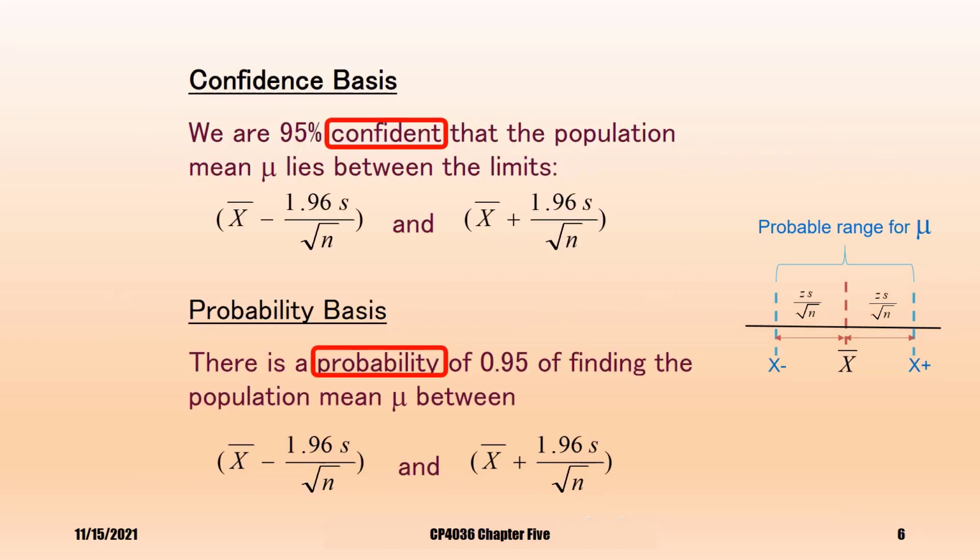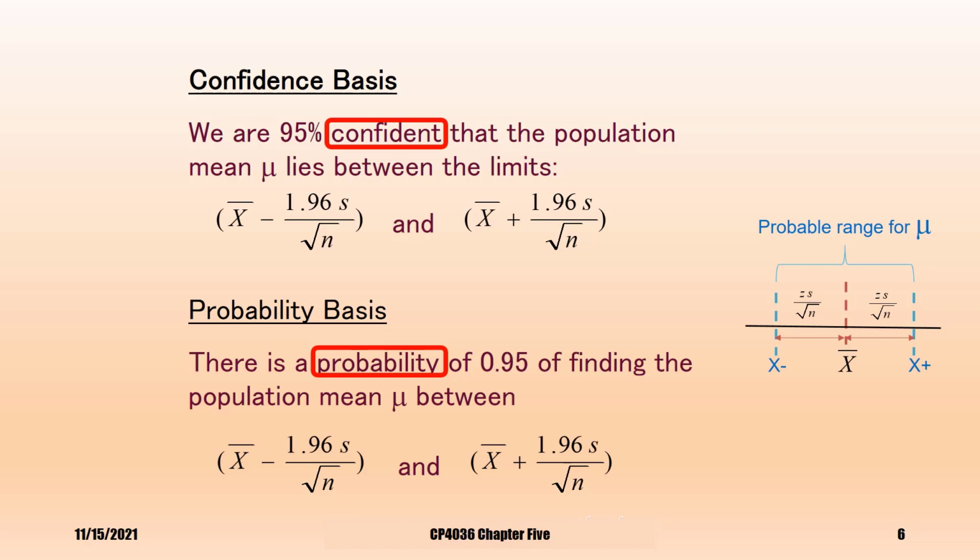The basis for confidence and probability is based on what we already know about normal distribution. Let's use 95% probability as an example. We can say with confidence that the population mean is somewhere in the range between x bar minus 1.96s divided by square root of n and x bar plus 1.96s divided by square root of n. Now for simplicity, let's just refer to these two limits as just x minus and x plus. In other words, we can also say that there is a 95% probability that the population mean lies between x minus and x plus.